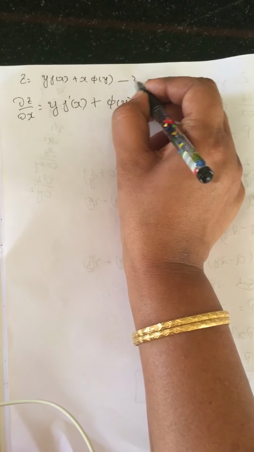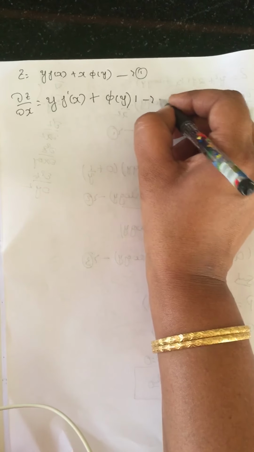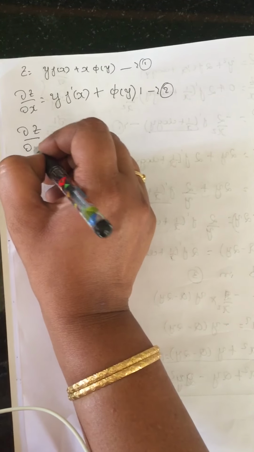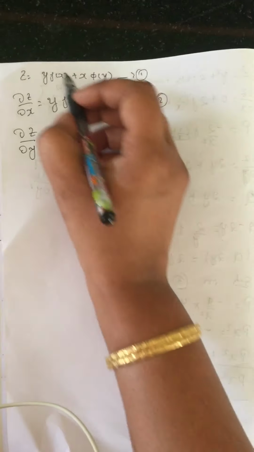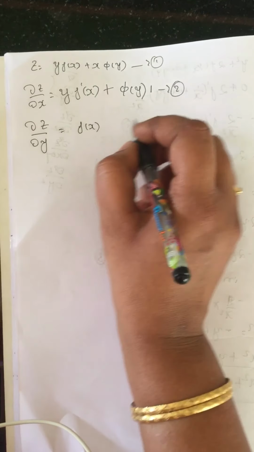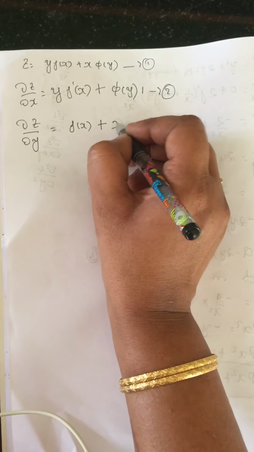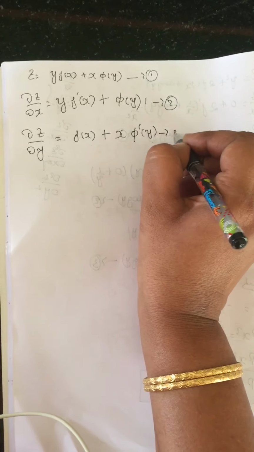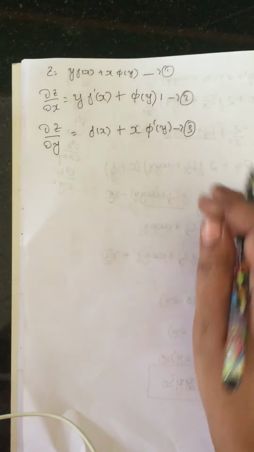Call it the given equation, equation number 1, and this one is equation number 2. Next, ∂z/∂y: differentiate z with respect to y. Here f(x) is constant, the derivative of y is 1 plus x is constant, the derivative of φ(y) is φ'(y). Call it equation number 3.